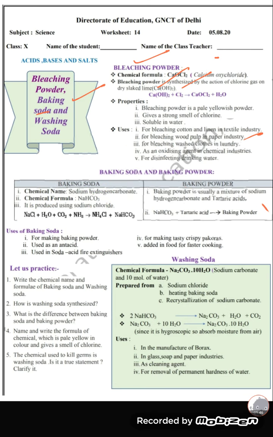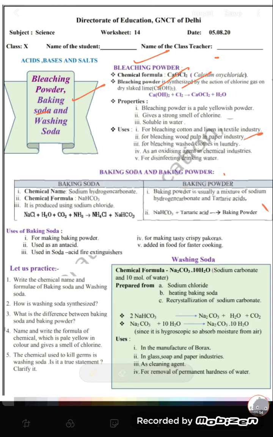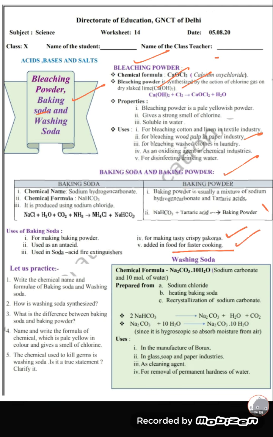So now we will study the uses of baking soda. It is used for making baking powder, used as an antacid, used in soda acid fire extinguishers, for making tasty crispy pakoras, and added to food for fast cooking.